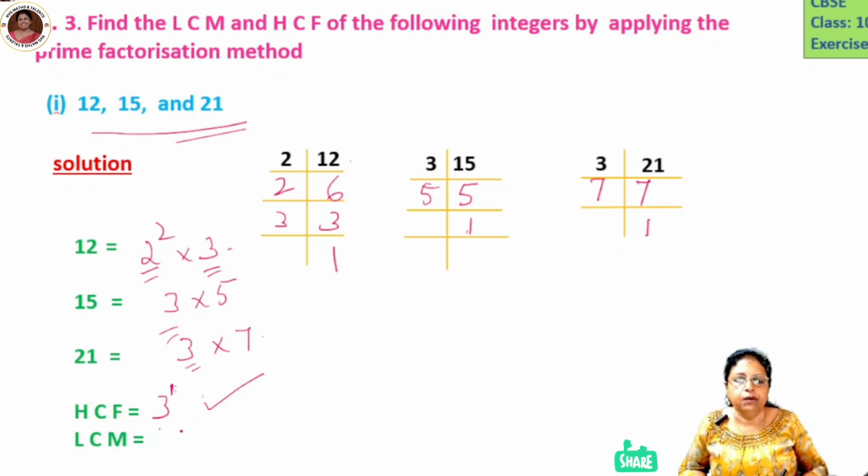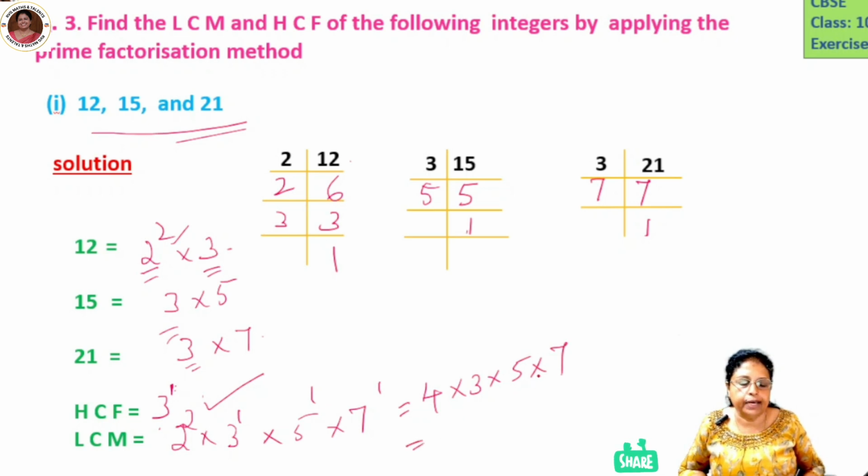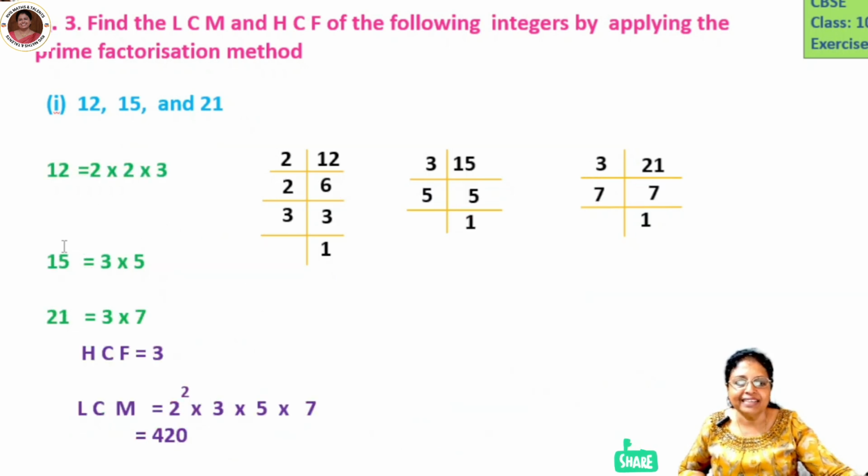What about LCM? We have to list out all the factors: 2, 3, then 5, then 7. Then take the highest power. Here it is 2 squared. Then 3 raised to 1, 5 raised to 1, 7. So that is equal to 4 times 3 times 5 times 7. That is 12 times 5, 60 times 7. So 420 is the LCM. Okay. Have we got it? It is done here. HCF is 3 and LCM is 420.